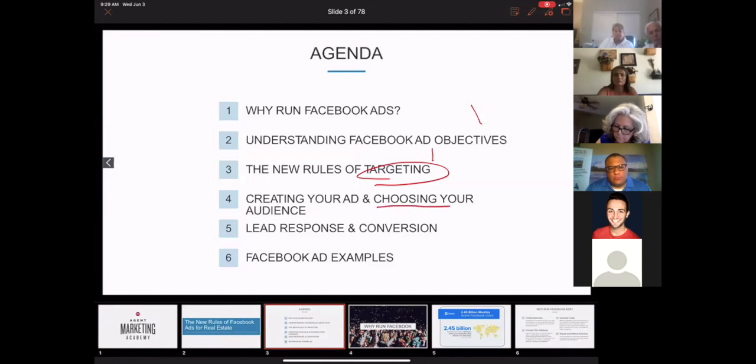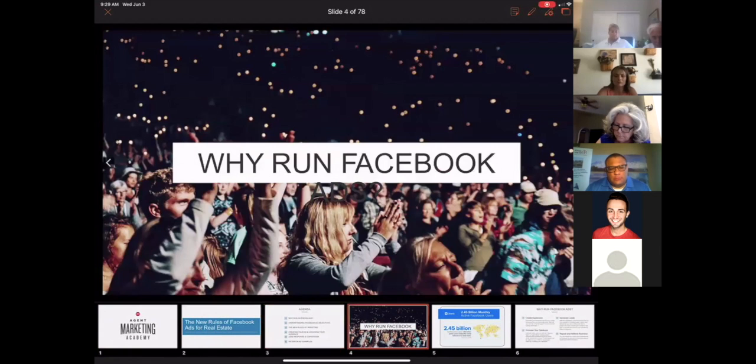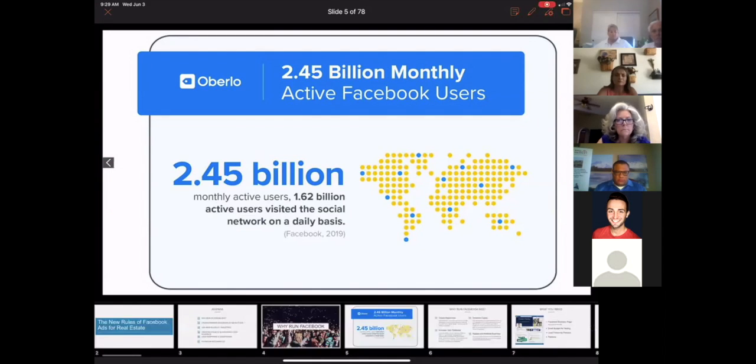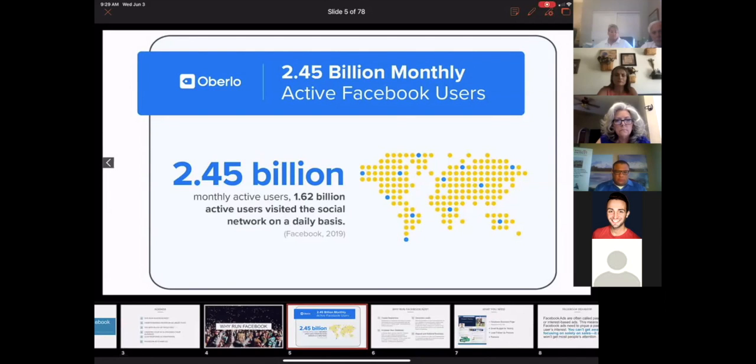Choosing the audience is a big thing, and we'll go more into that as well. Lead response and conversion, and then Facebook ads examples. So Facebook is huge. We all know that there's roughly 2.5 billion people on Facebook. So it's certainly a good number of people to be able to market to.